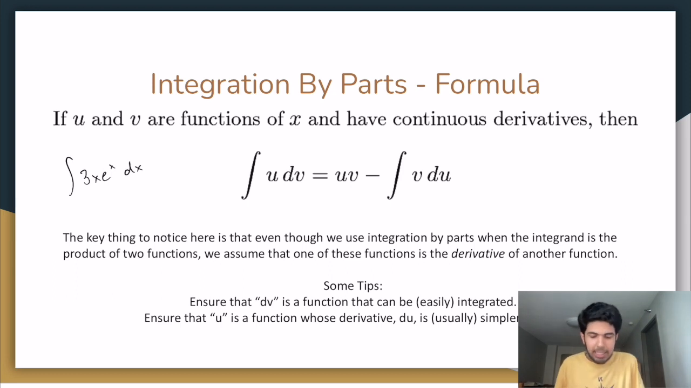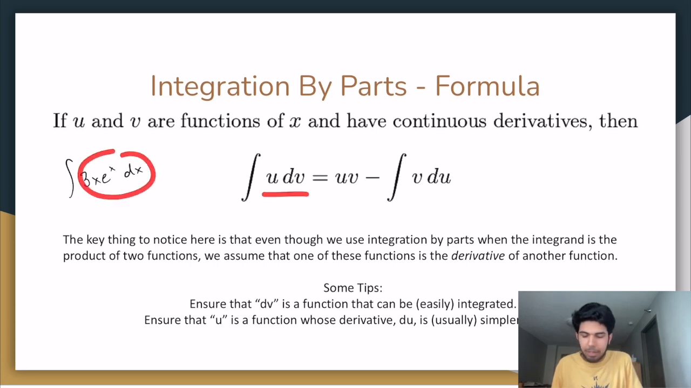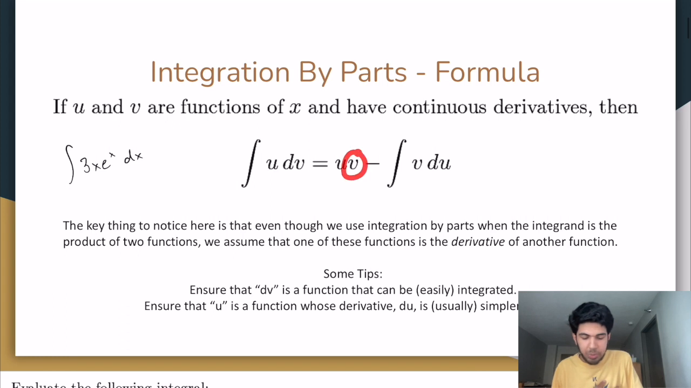So why am I saying that? Well, we need to choose a u and a dv from our integrand, and then when we compute the right-hand side, we need to calculate v. From that, we will take the integral of dv to get v. So we want dv to be something that's easy to integrate.